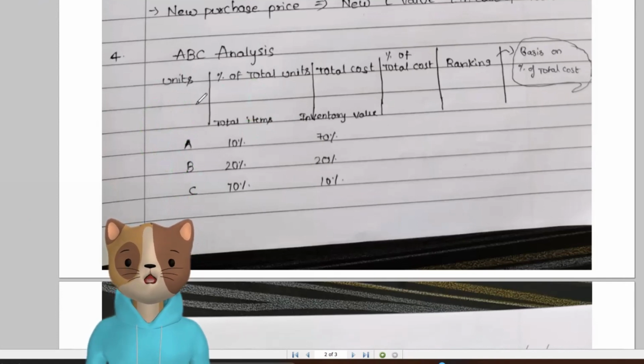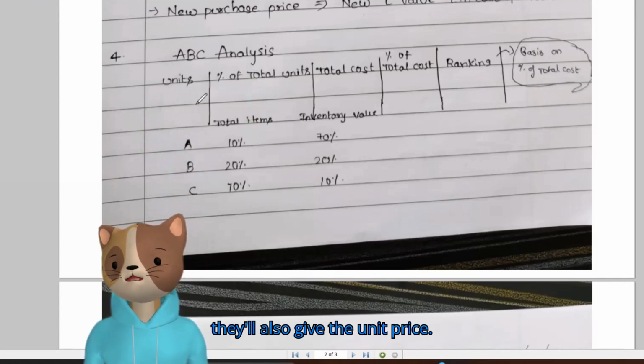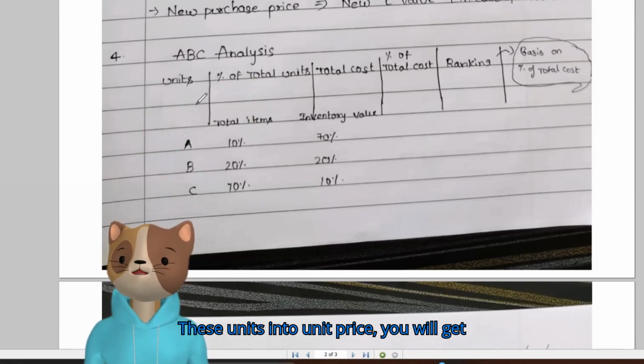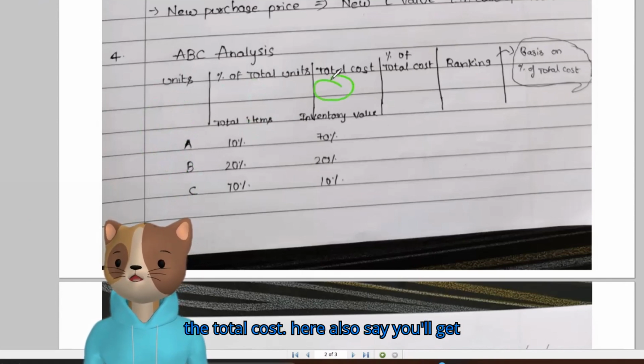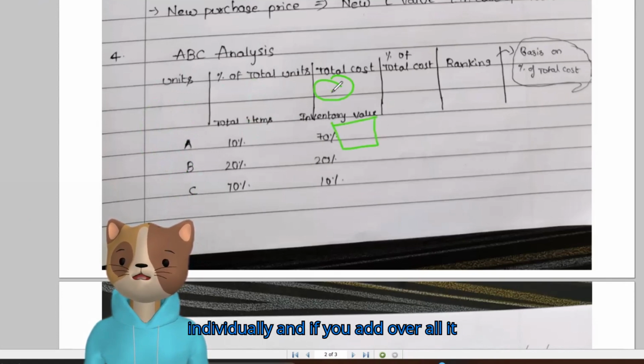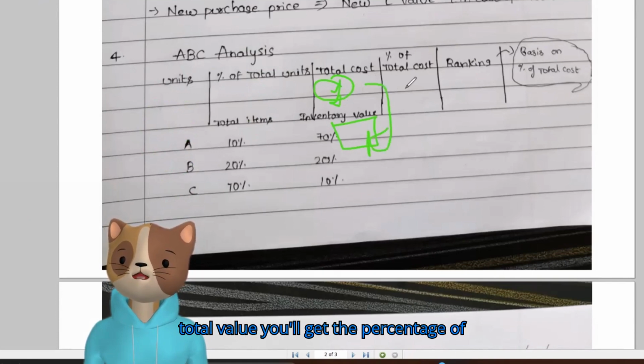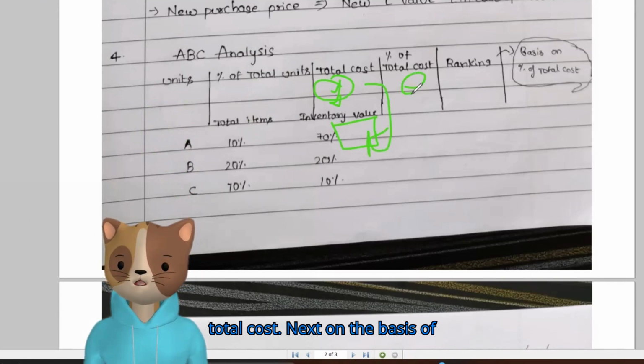And then they'll also give the unit price. Units into unit price, you will get the total cost. Here also the same, you will get the total value. You will do it individually, and if you add them all, you'll get the total value. Each value divided by this total value gives you the percentage of total cost.